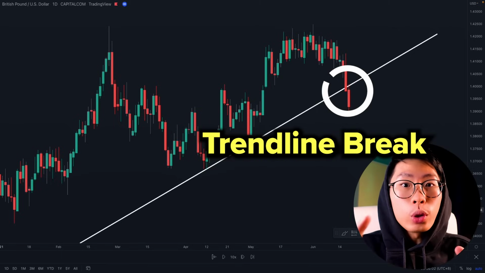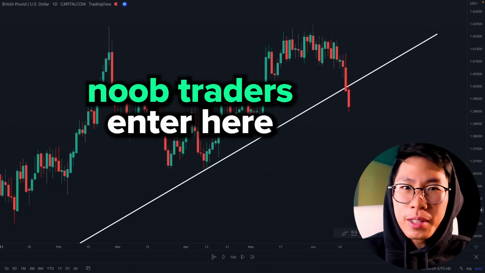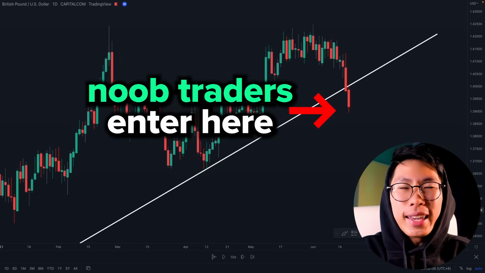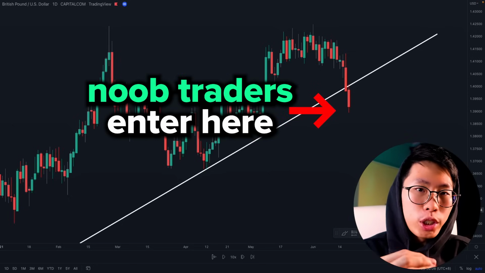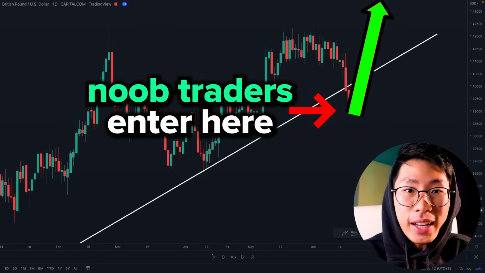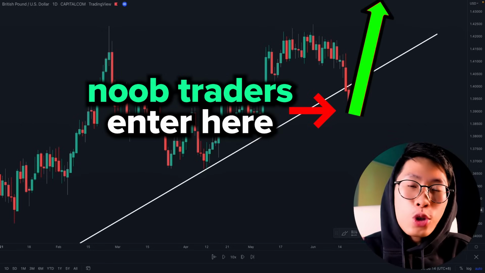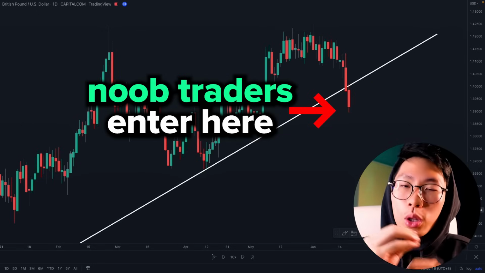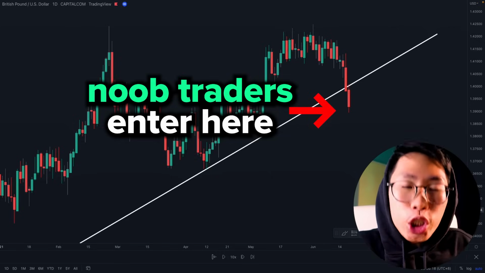But you do not want to enter yet. Most beginner traders, they will enter for a sell right here immediately when price breaks through the trend line and end up the price went back up and it's a fake out and they lose a lot of money. So please do not commit this mistake. Do not enter yet. Be patient.